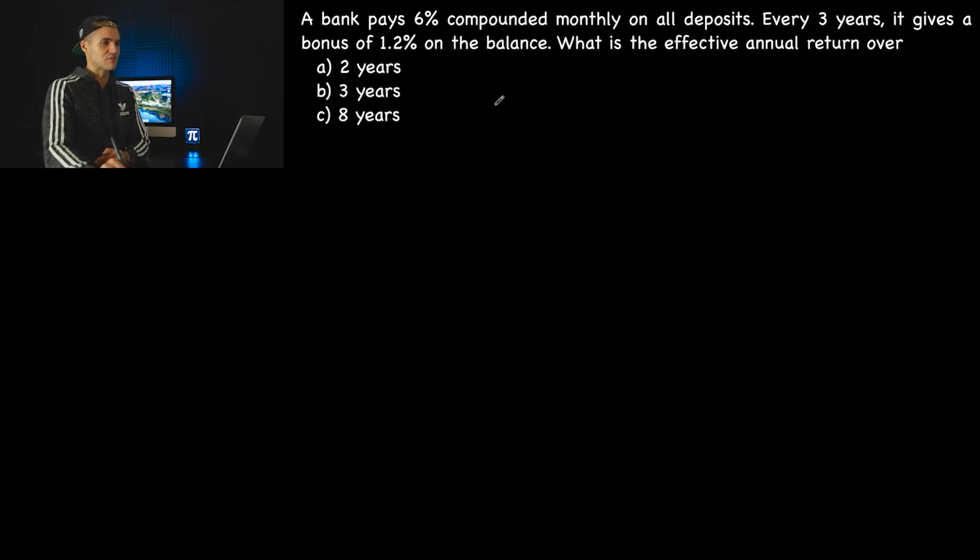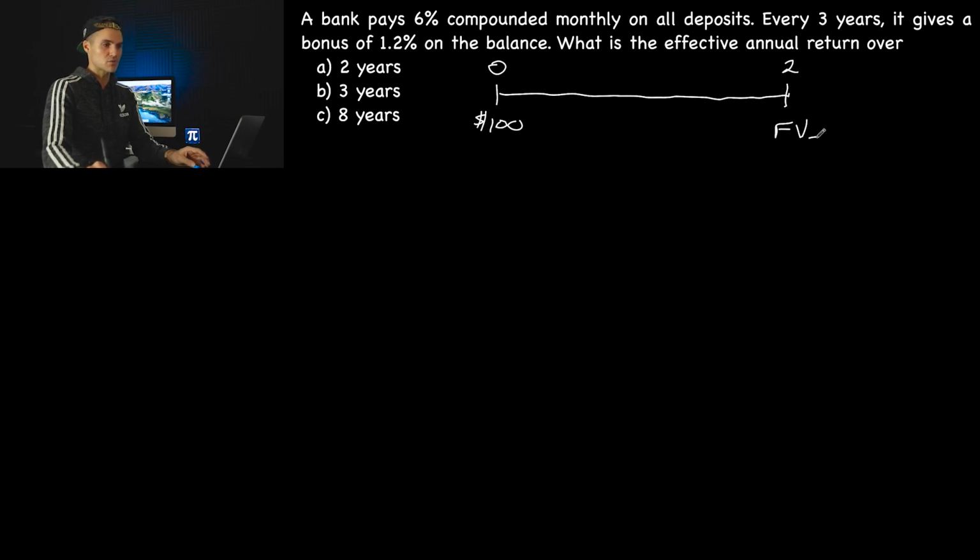So what's going to be the effective annual return over 2 years? What I'm going to do is pretend that right now, at time 0, you deposit $100 into this bank. What we're first going to find out is the dollar amount that we are going to have at the 2-year mark. So what's going to be the future value in 2 years of this 100? What is it going to grow to? Let's first figure that out, and then the second step will be the effective annual return that we had over that 2-year mark.